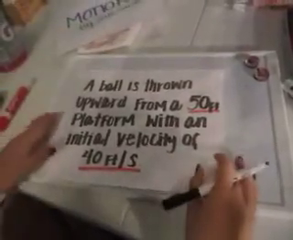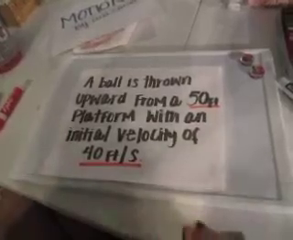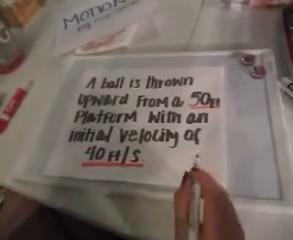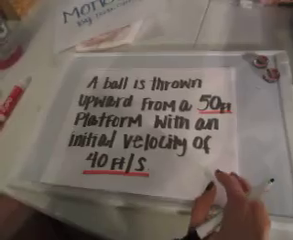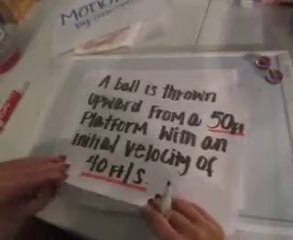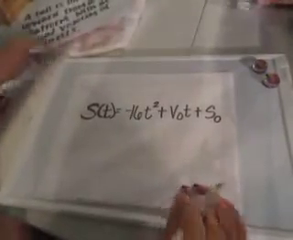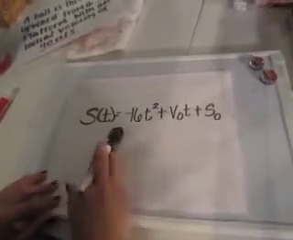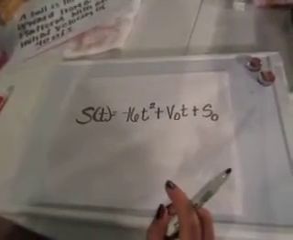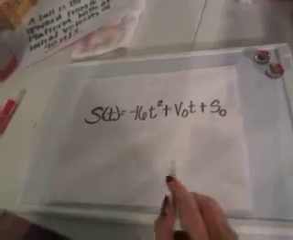So the first problem we have here is a ball is thrown upward from a 50 feet platform with an initial velocity of 40 feet per second. We are given the function, which is s(t) = -16t squared + v0 t + s0.